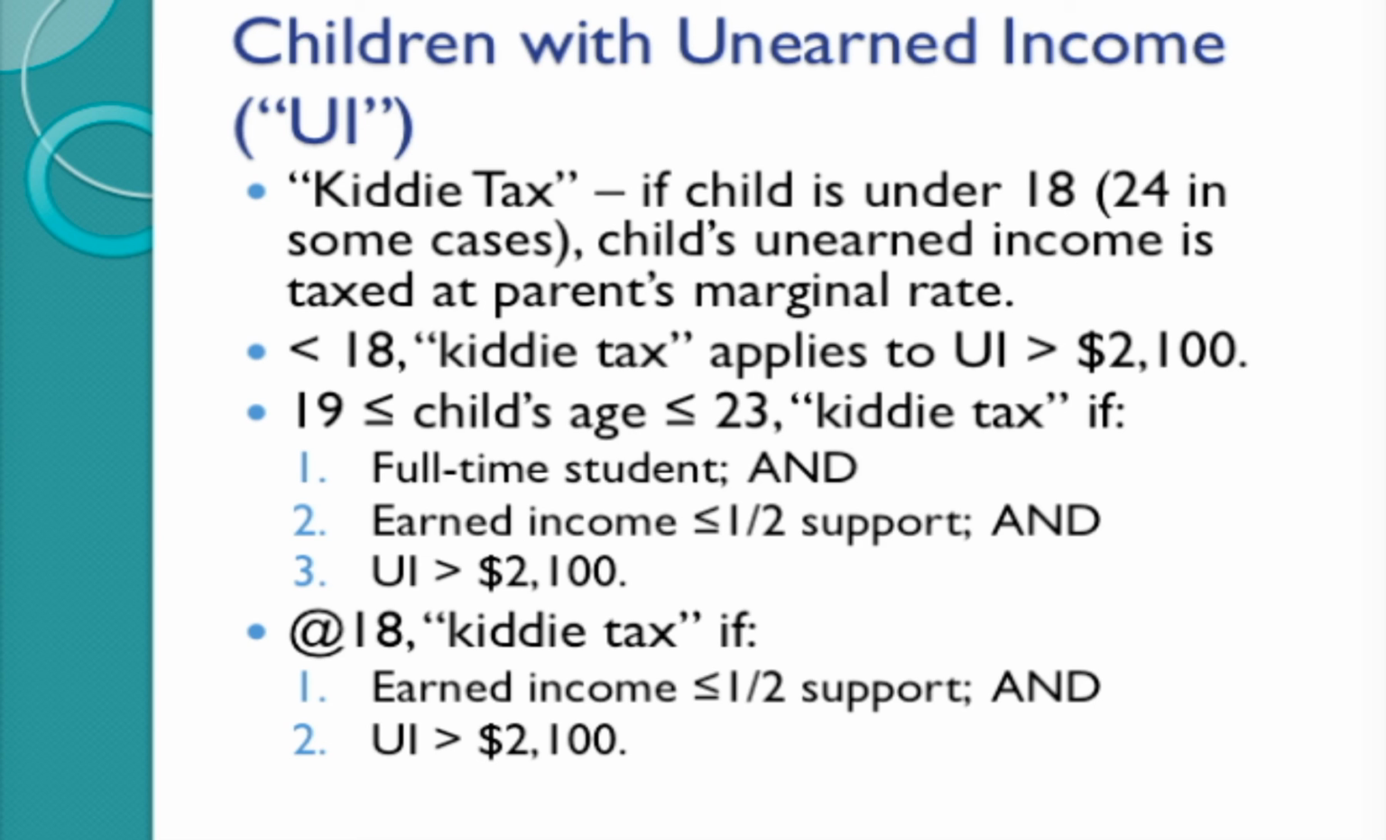Unearned income in this scenario, when we talk about the kiddie tax, generally refers to investments that parents have made in a child's name. The purpose of this is to keep parents from investing their own money, putting that in a child's name, and allowing that money to be taxed at a lower rate because the child makes less money. So in order to avoid that scenario, the IRS has this policy of taxing at the parent's marginal rate.